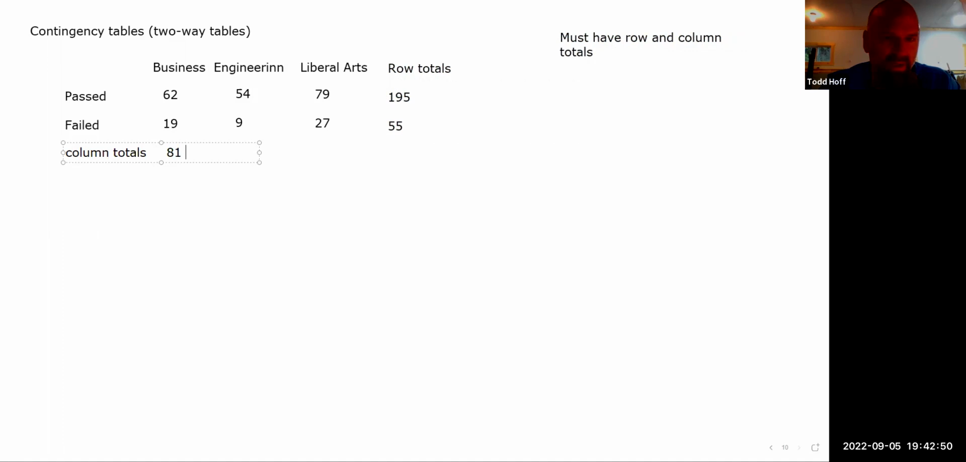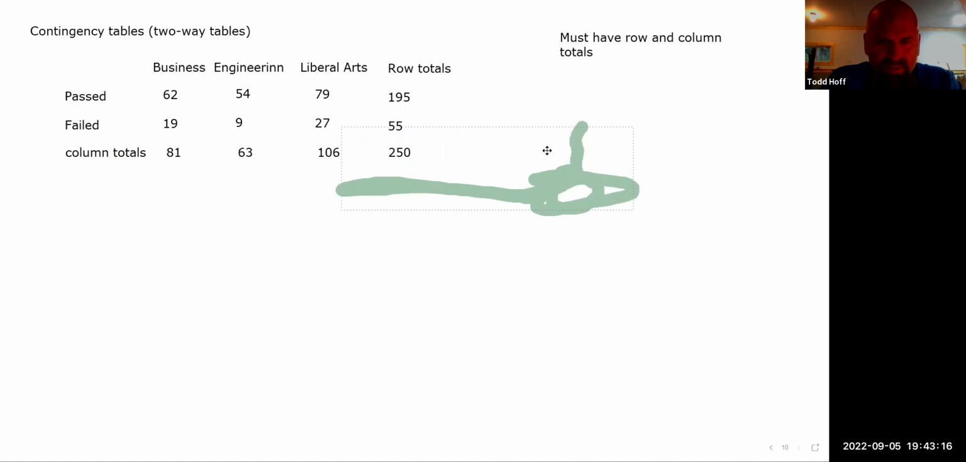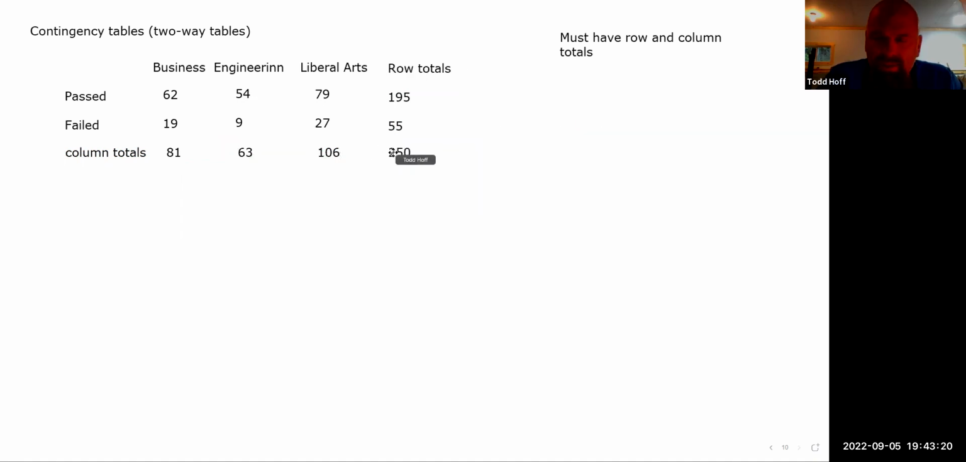So is that 81? Extend my window. 63 total engineering students. Liberal arts was 106 total students. And that adds up to a total of 250. So these two totals, adding up this way should be 250. Adding up this way should also be 250. So this number here is called the grand total, this one down here. And so that one should be the same adding in both directions.